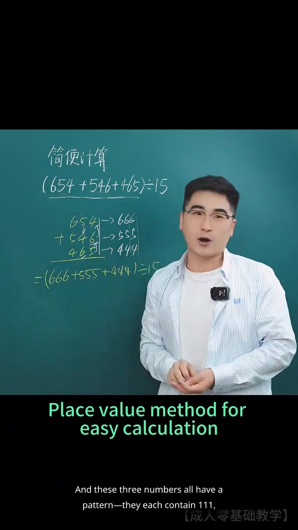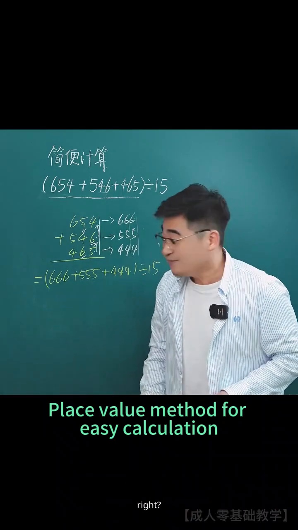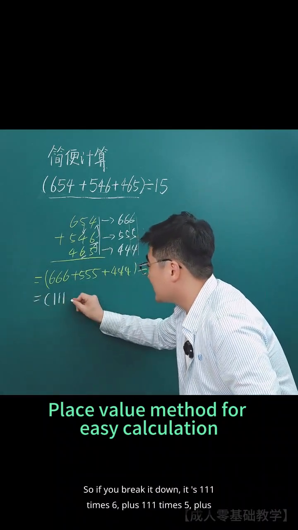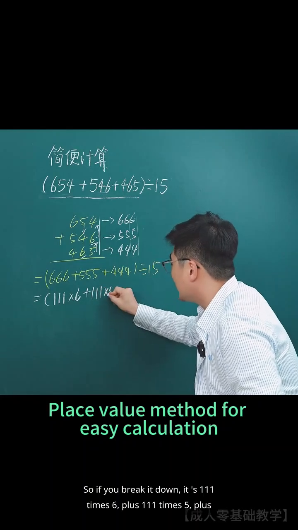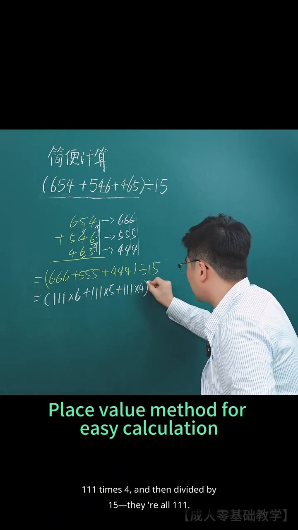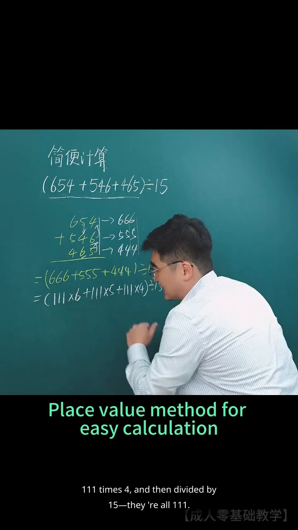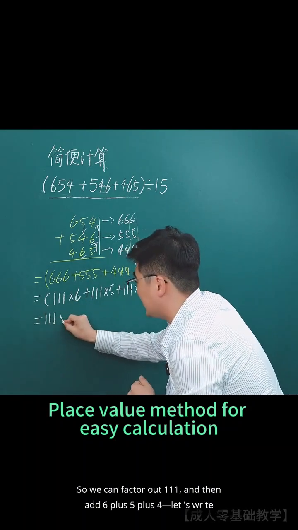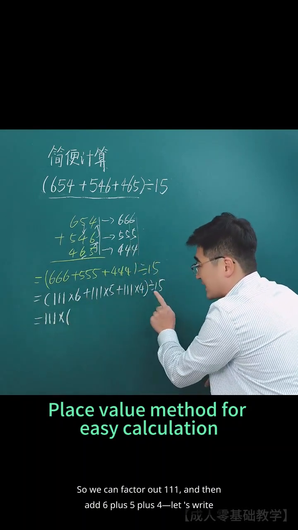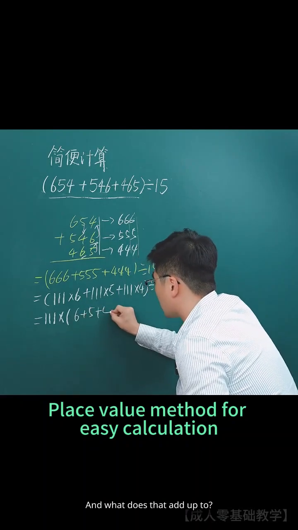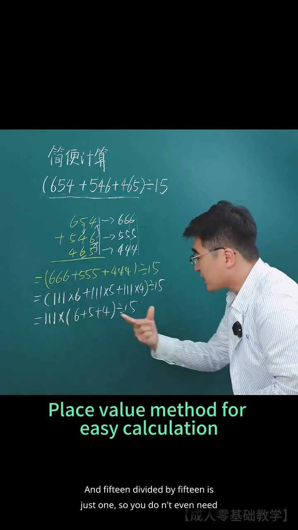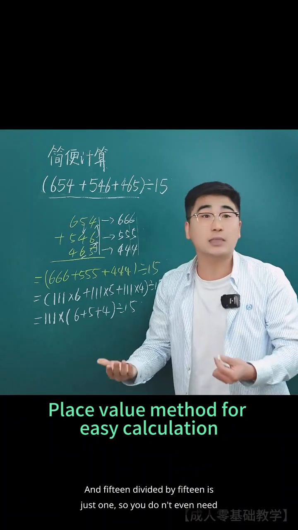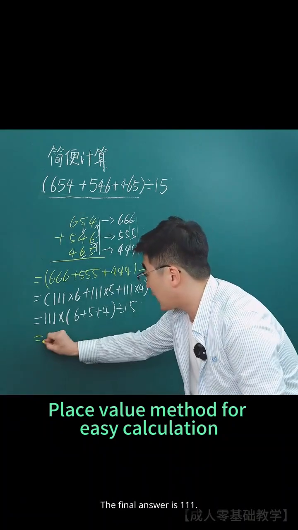And these three numbers all have a pattern. They each contain 111, right? So if you break it down, it's 111 times 6, plus 111 times 5, plus 111 times 4, and then divided by 15. They're all 111. So we can factor out 111, and then add 6 plus 5 plus 4. Let's write that down. And what does that add up to? 15. And 15 divided by 15 is just 1, so you don't even need to worry about it. The final answer is 111.